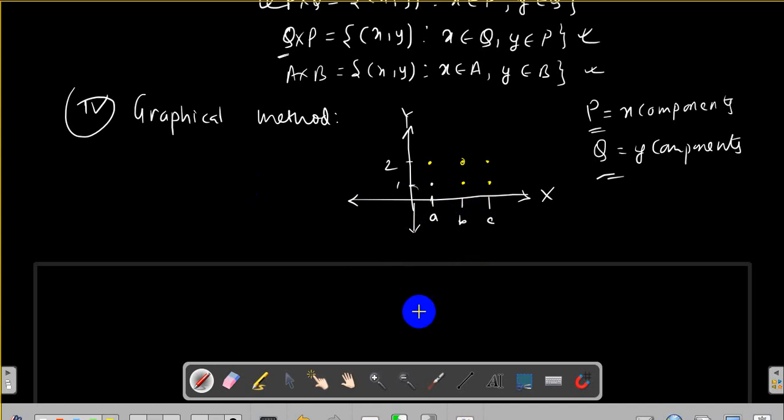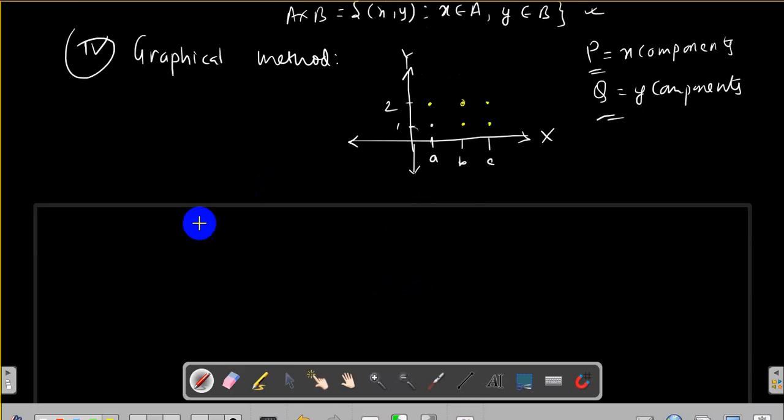Is this clear? Yes, sir. Okay. Now let's move on to the next method, that is arrow diagram, also called mapping diagram.